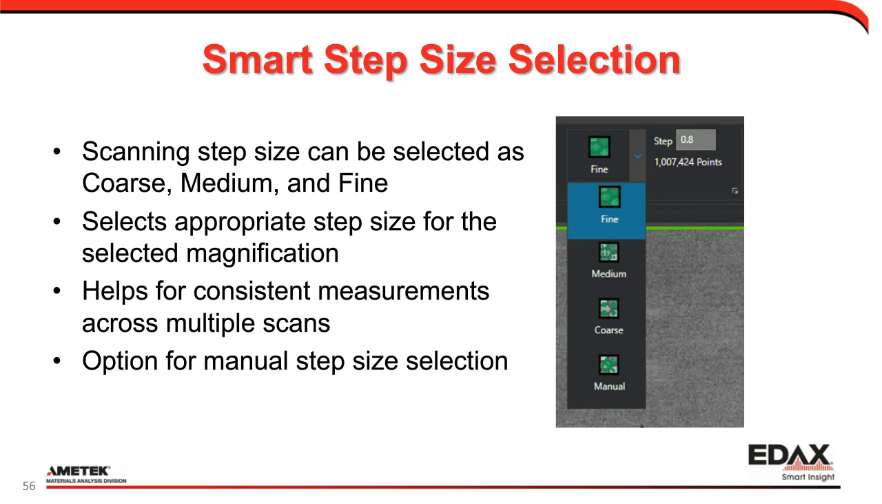And having that consistent step size makes analysis more consistent when you're looking at things like point-to-point misorientations and kernel average misorientations, because you're averaging deformation gradients over a spatial scale. So you want to have that consistent. And then of course there's the option for a manual step size selection and specification as well.